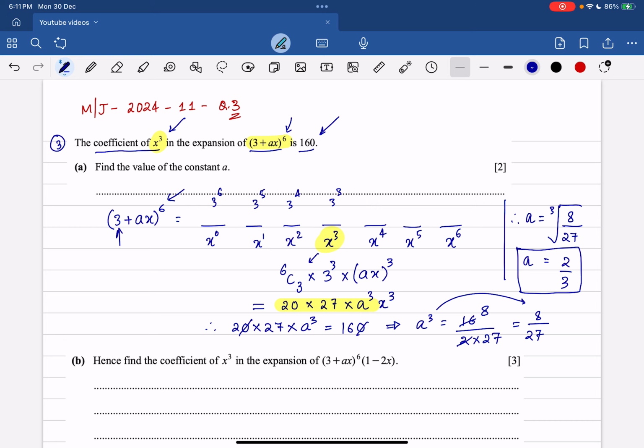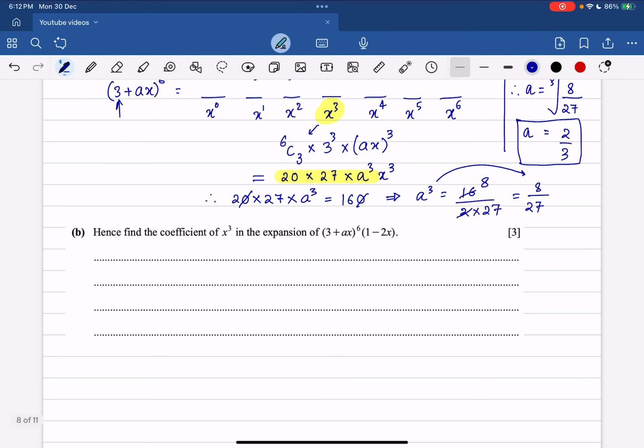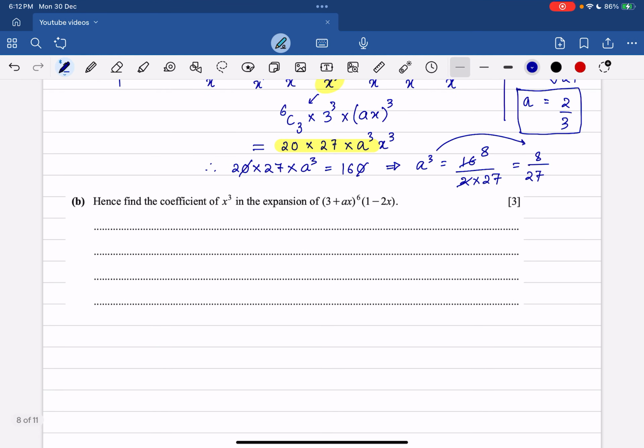Okay, that gives you the 2 marks that are required. Perfect. Moving on, hence find the coefficient of x cube in the expansion of this.